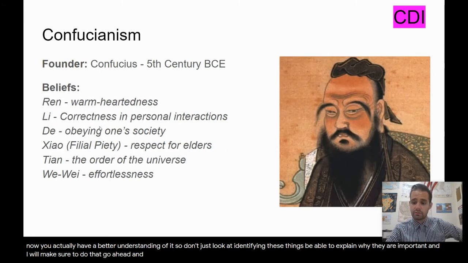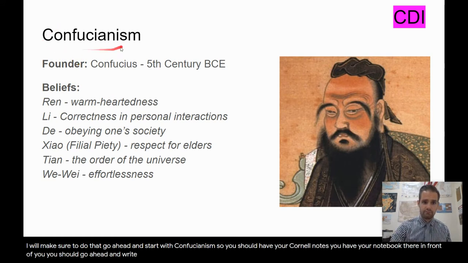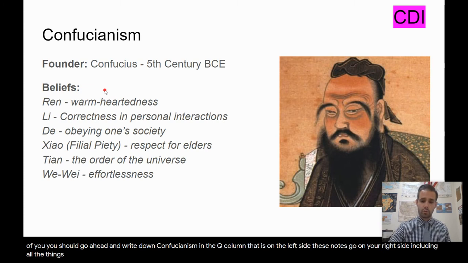Let's go ahead and start with Confucianism. So you should have your Cornell notes. You should have your notebook there in front of you. You should go ahead and write down Confucianism in the Q column. That is on the left side. These notes go on your right side, including all the things that I am going to say.